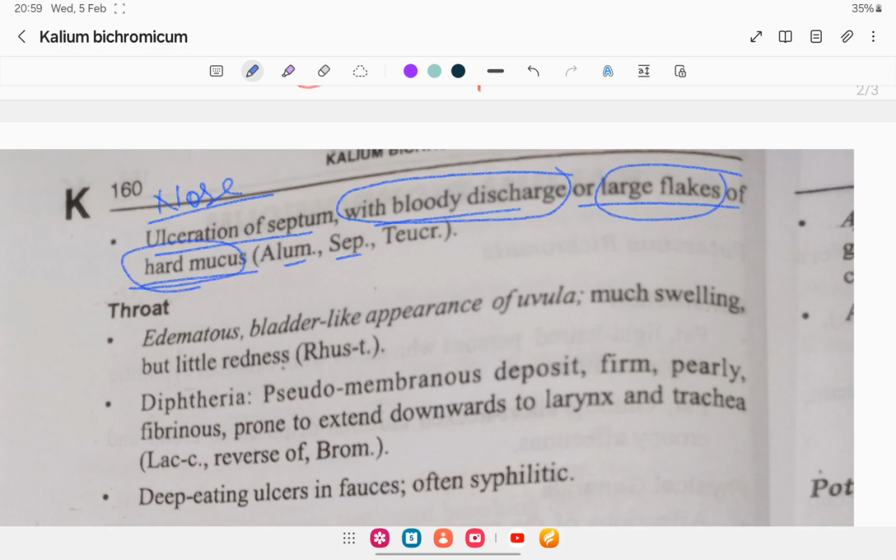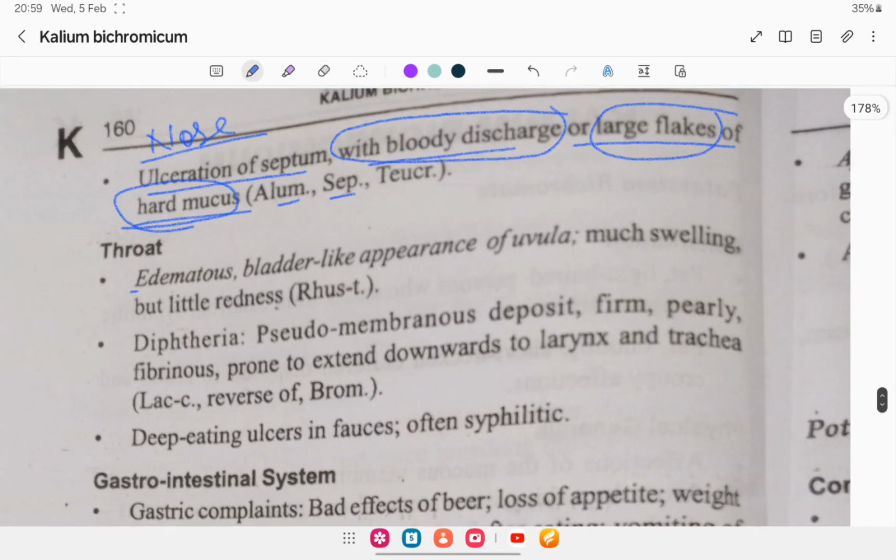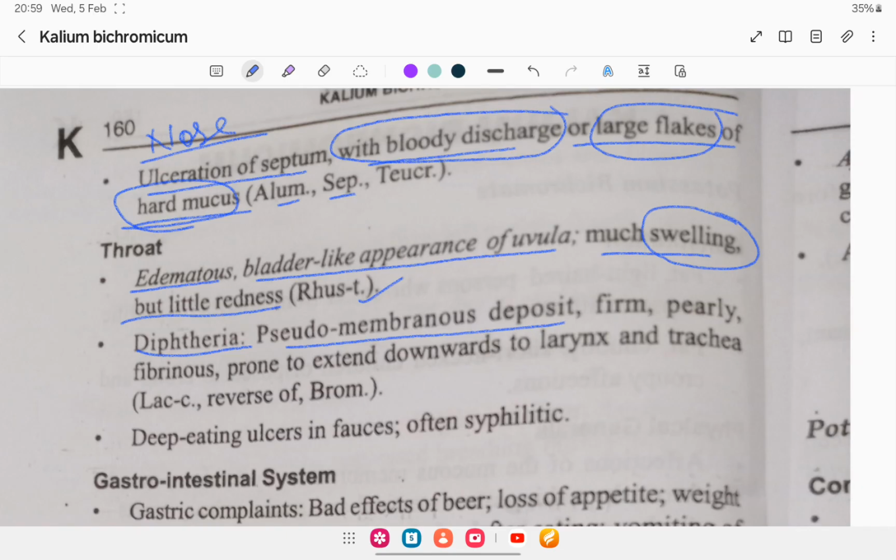Now come to throat. Edematous, bladder-like appearance of uvula. Much swelling but little redness, as in Rhus toxicodendron. Diphtheria: pseudomembranous deposit, firm, that is hard, firm, hard. Pearly, fibrinous, prone to extend downwards to larynx and trachea.